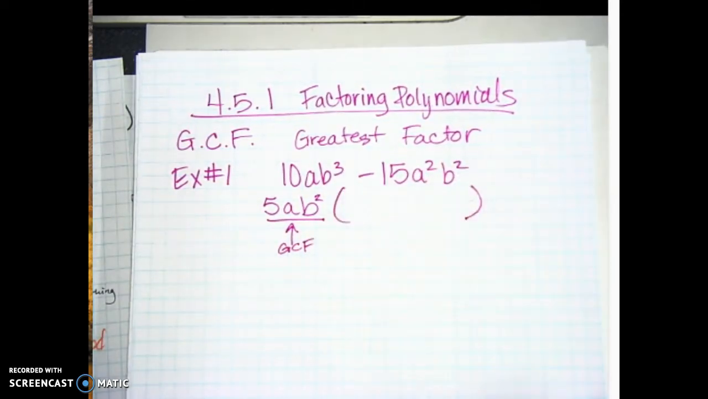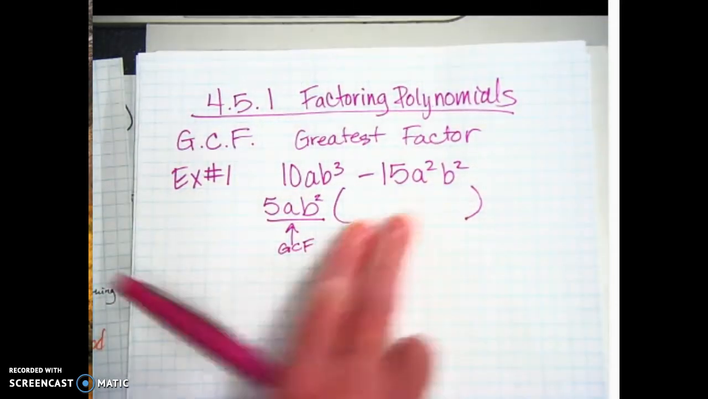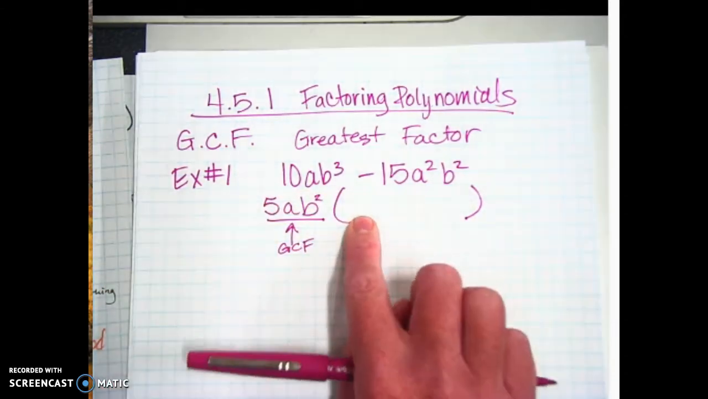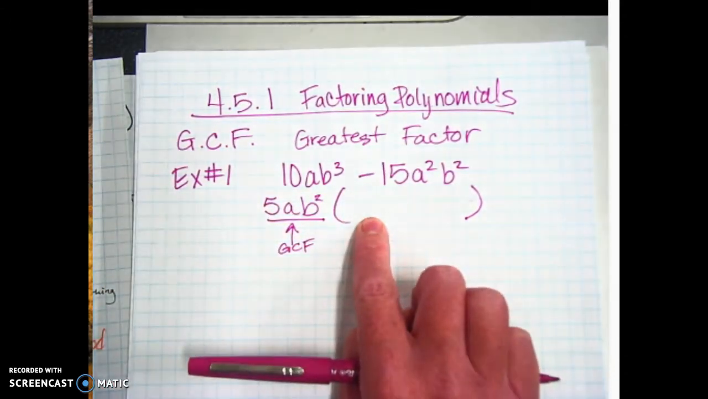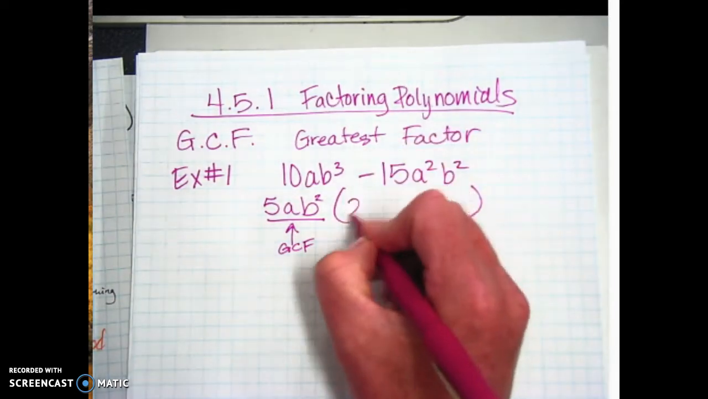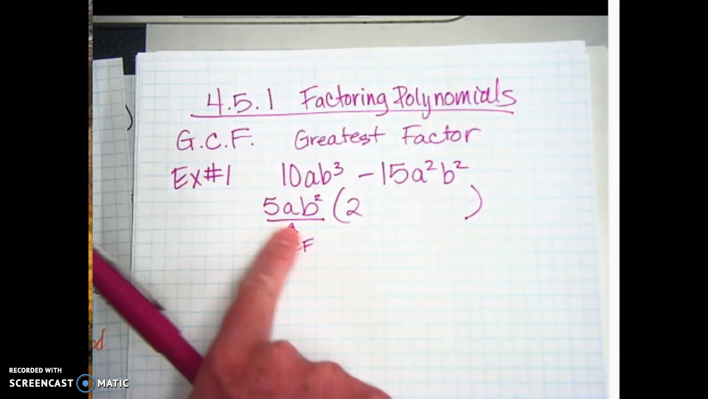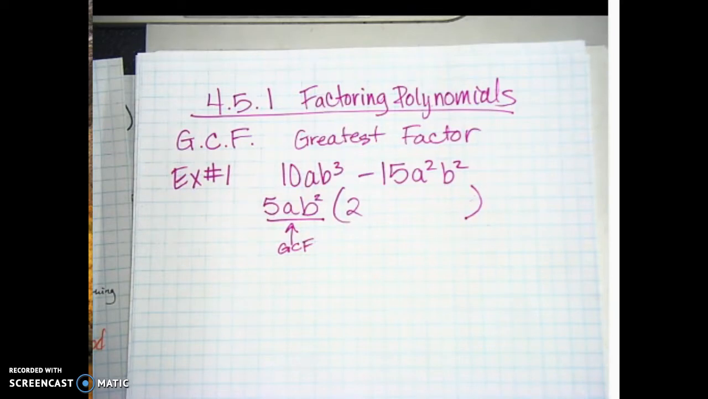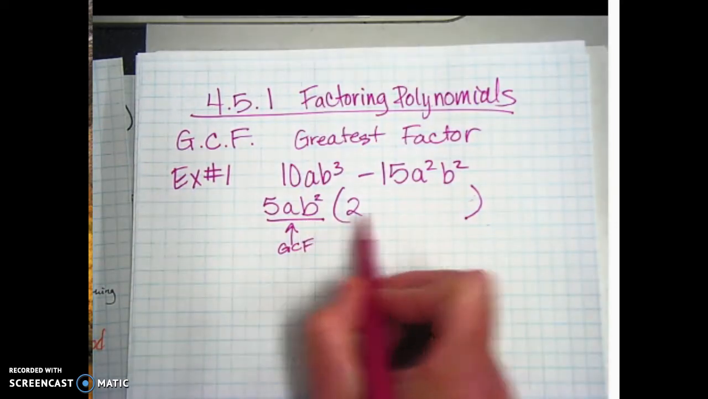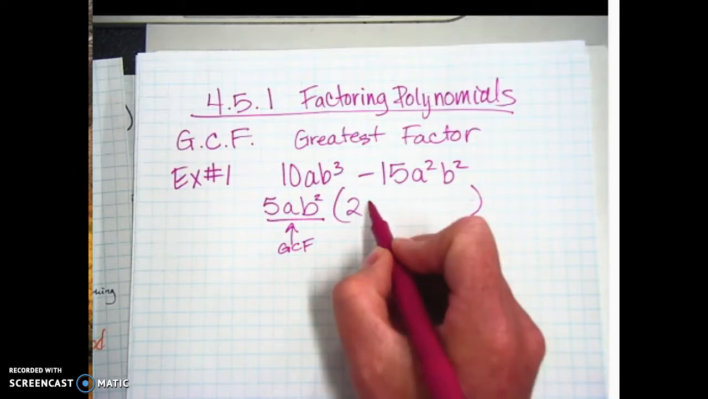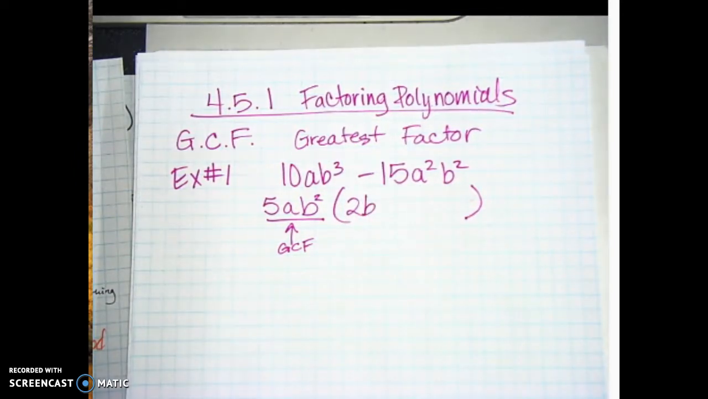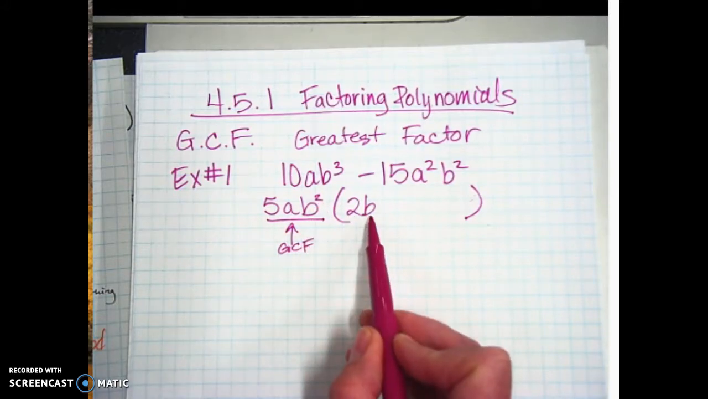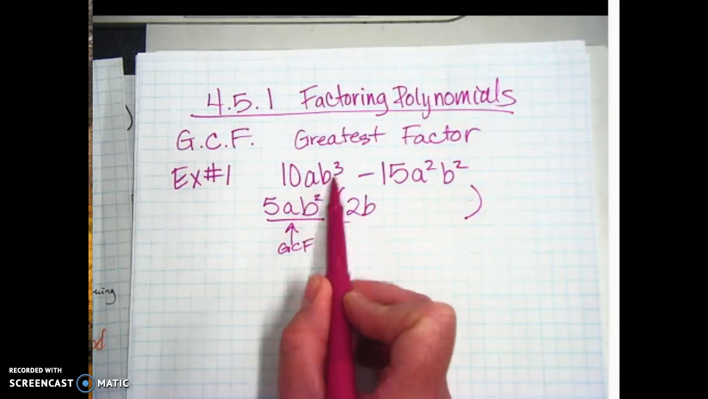And then we write the binomial that's left after you factor out that GCF. So the first term, what's left? 2, right? Because 5 times 2 is 10. Is there an a part? Well, you have a to the first and a to the first. So on this first term, actually, there's no a part, but what about b? B to the first, right? Now, if you multiply 5ab to the second times 2b, you should get 10ab to the third.